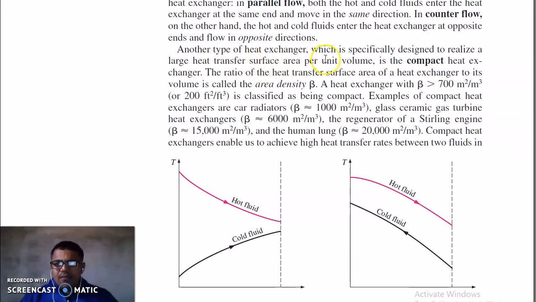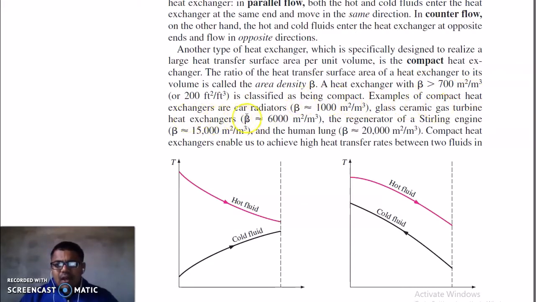Another type of heat exchanger, which is specially designed to realize a large heat transfer surface area per unit volume, is the compact heat exchanger. The ratio of the heat transfer surface area of a heat exchanger to its volume is called the area density, beta. That is, the surface area of the heat exchanger to its total volume is called beta. If beta is greater than 700 square meters per cubic meter, it is classified as being compact.